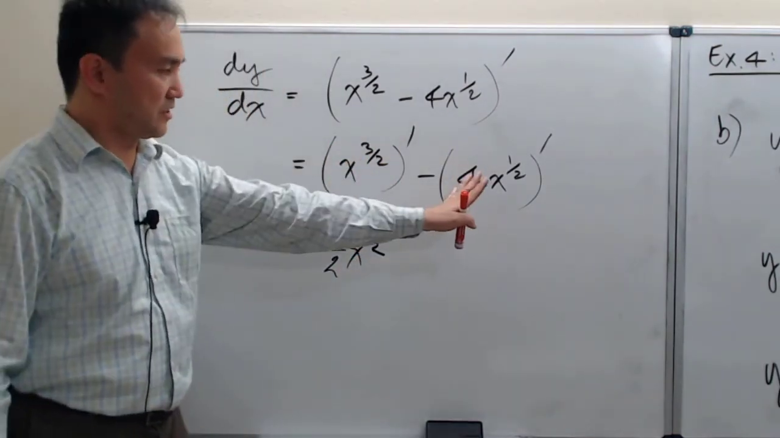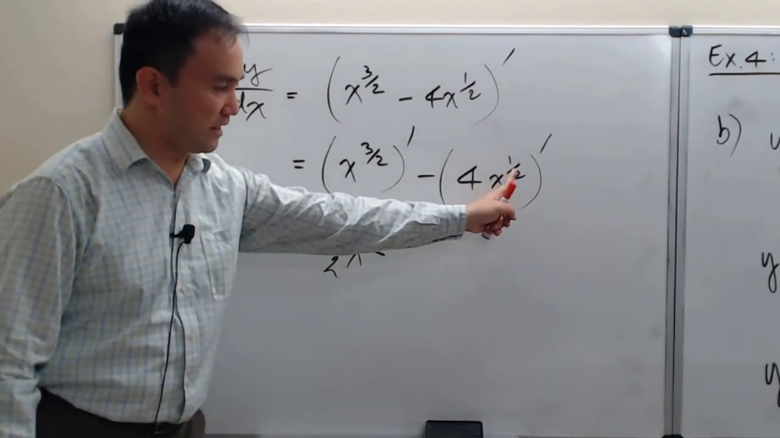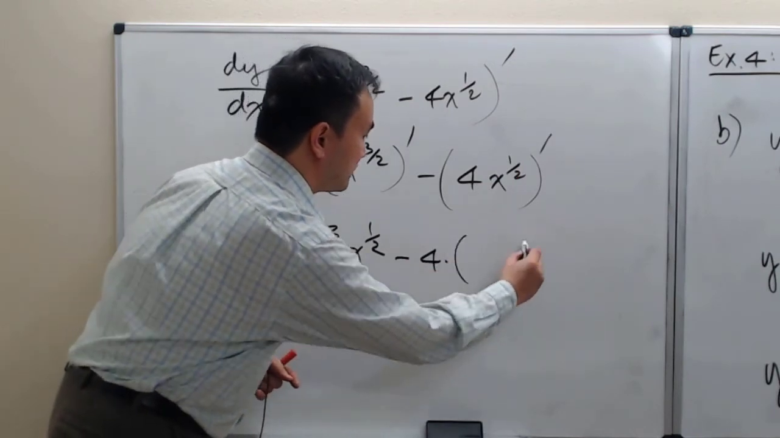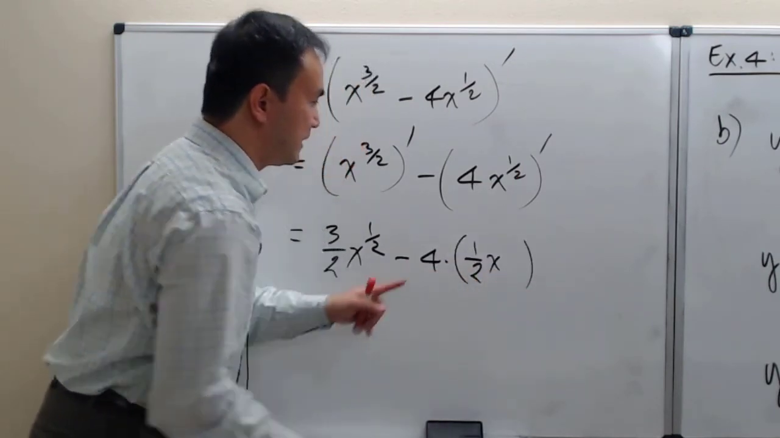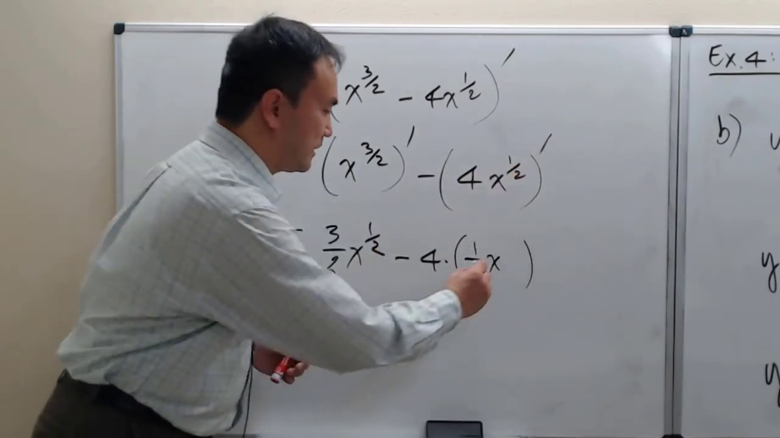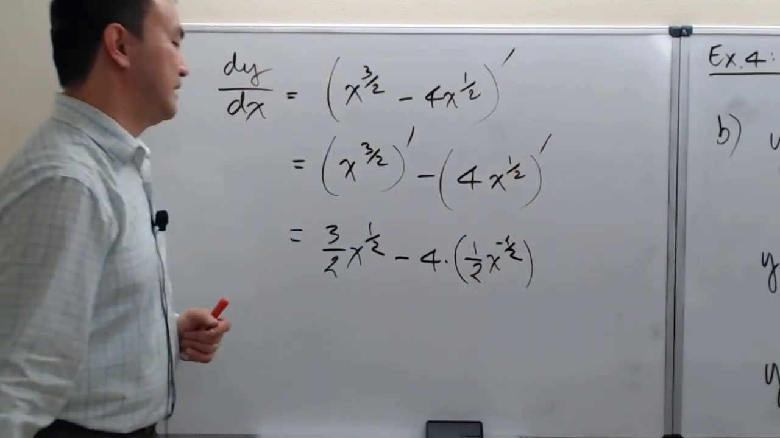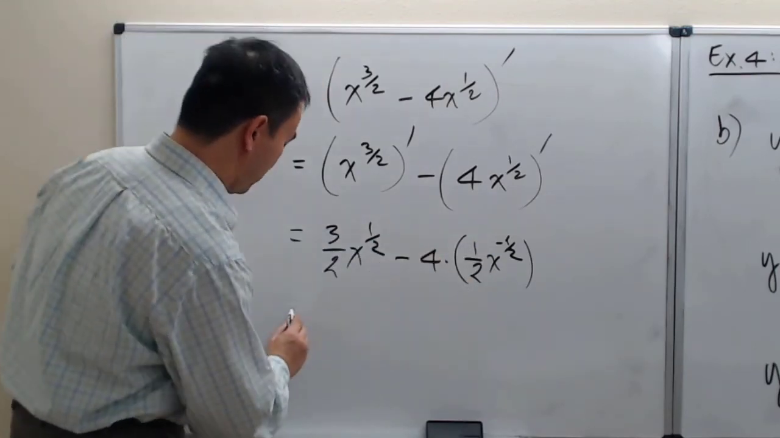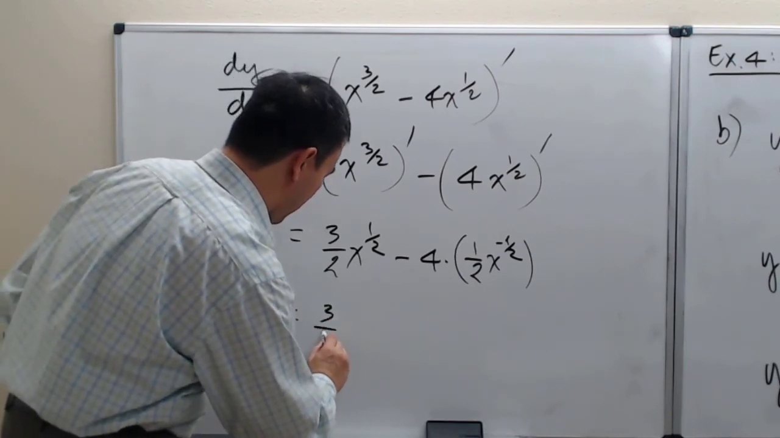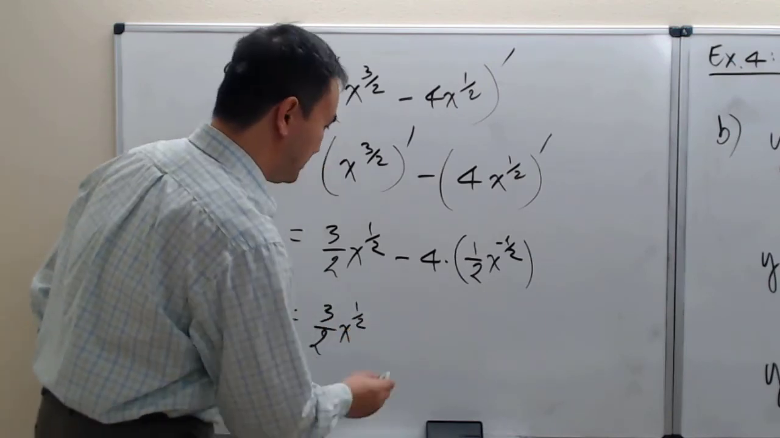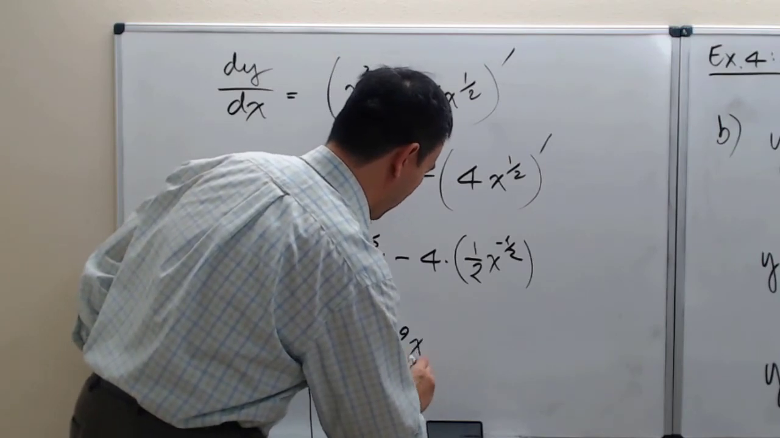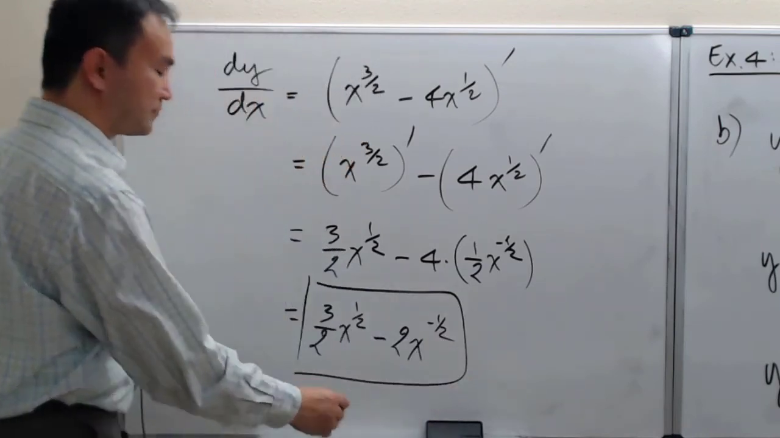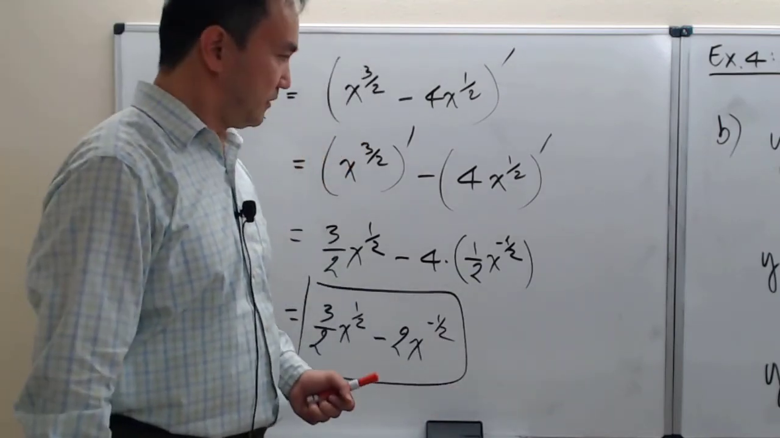Okay, and then the next term here, there's a coefficient 4 right there multiplied with our main function x to the 1/2. So I'm looking at minus 4 times here, I'm doing 1/2 times x to the 1/2 minus 1 is a negative 1/2. And so now 4 times 1/2 is cancel with 1/2 is a 2. So my final answer here is 3/2 x to the 1/2 power minus 2x to the negative 1/2. And we are done with our final derivative for this problem.